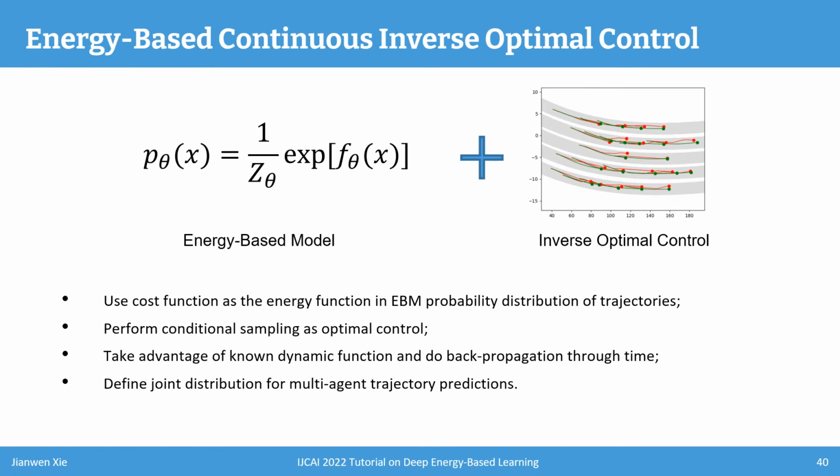Now, I will talk about energy-based continuous inverse optimal control. The problem of continuous inverse optimal control is to learn the unknown cost function from expert demonstration. This problem can be studied in the framework of the energy-based model, where the observed expert trajectories are assumed to be random samples from a probability density function, which is defined as the exponential of the negative cost function up to a normalization.